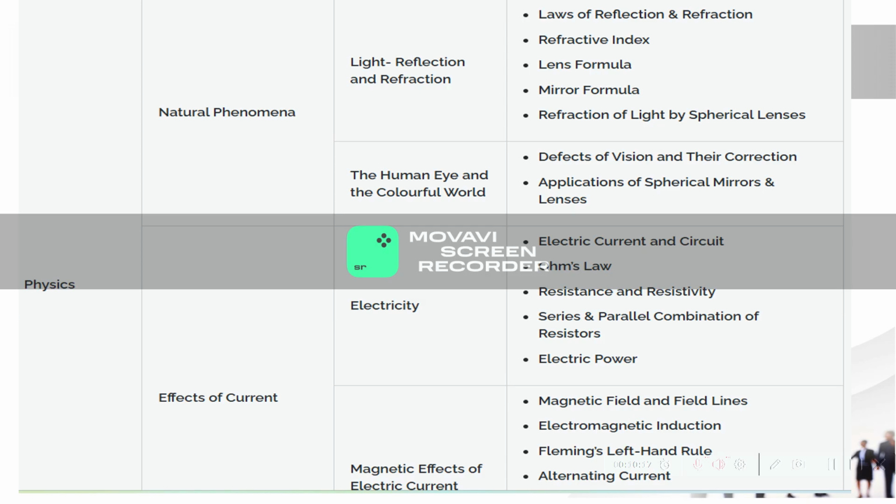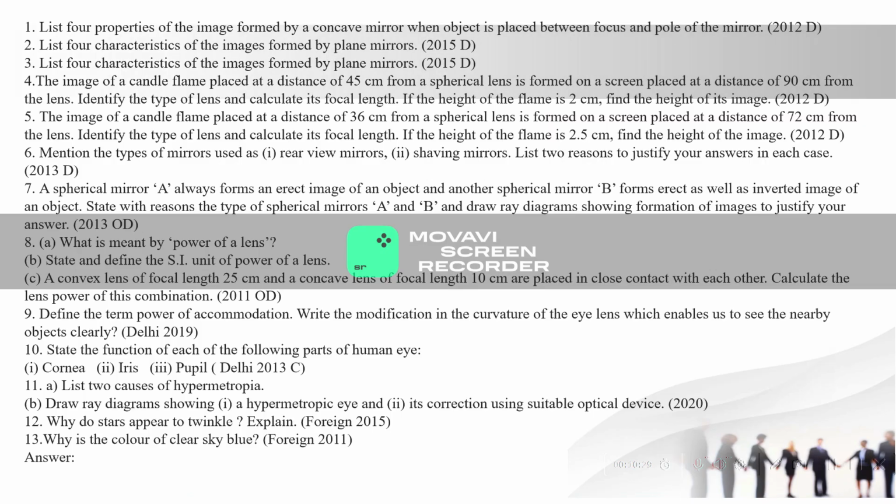Magnetic effect of current, very important question. Magnetic field lines, why do the magnetic field lines not intersect with each other? Electromagnetic induction, Fleming's left hand rule, alternating current. These are some suggestive topics we need to learn.